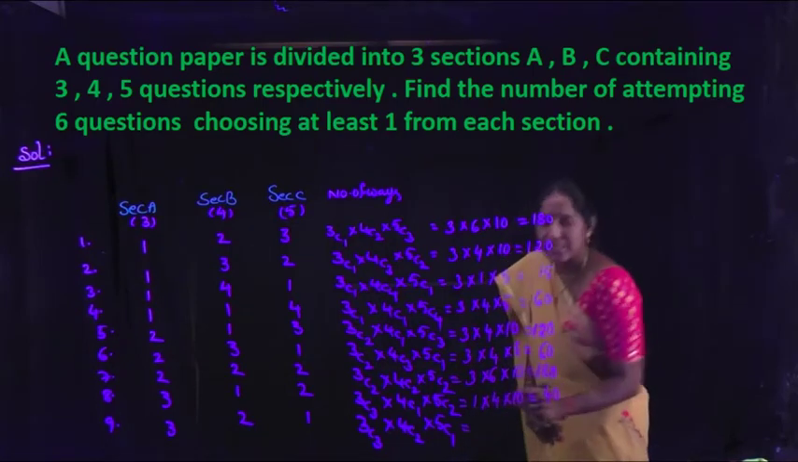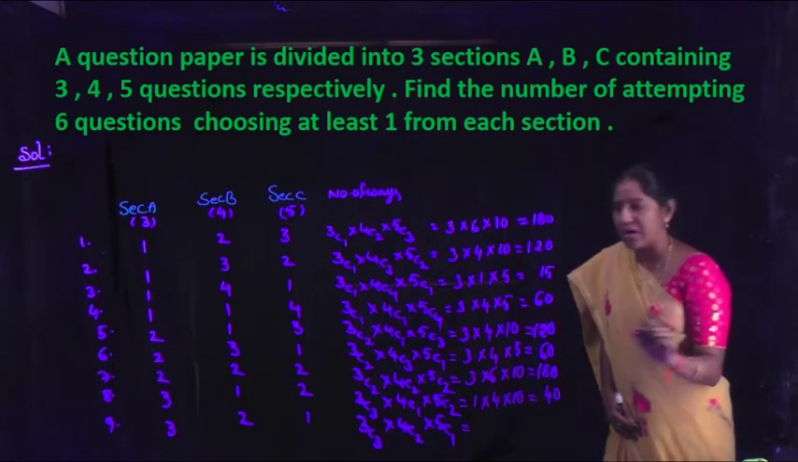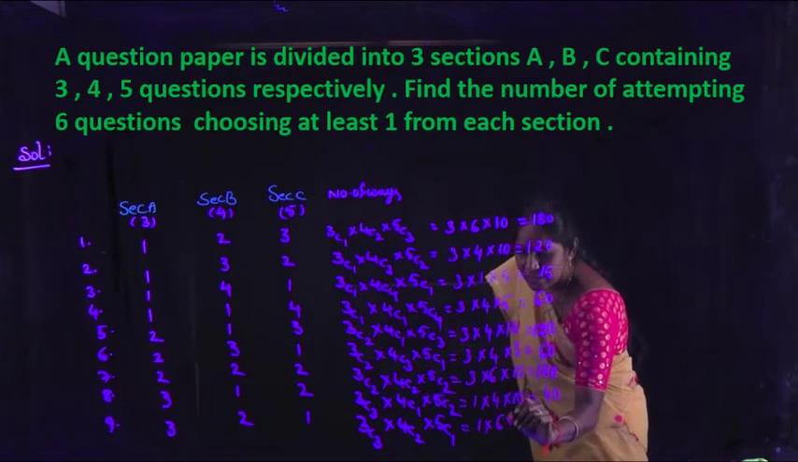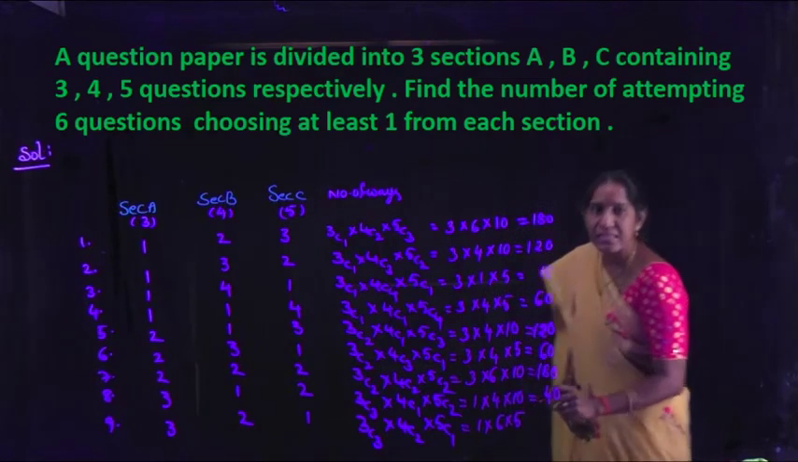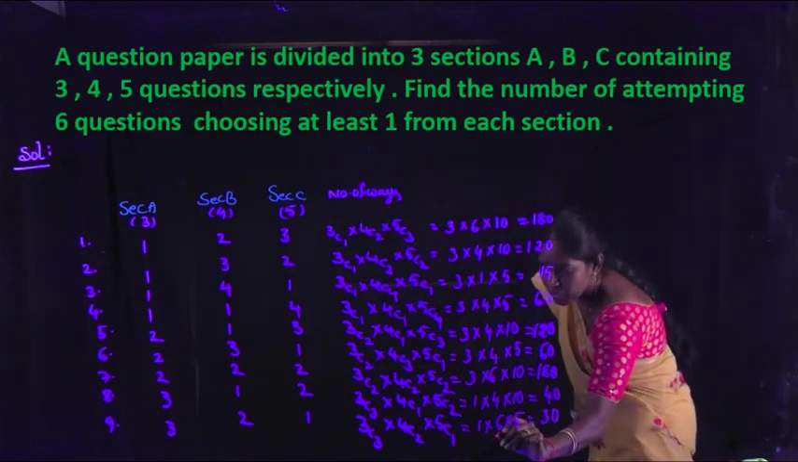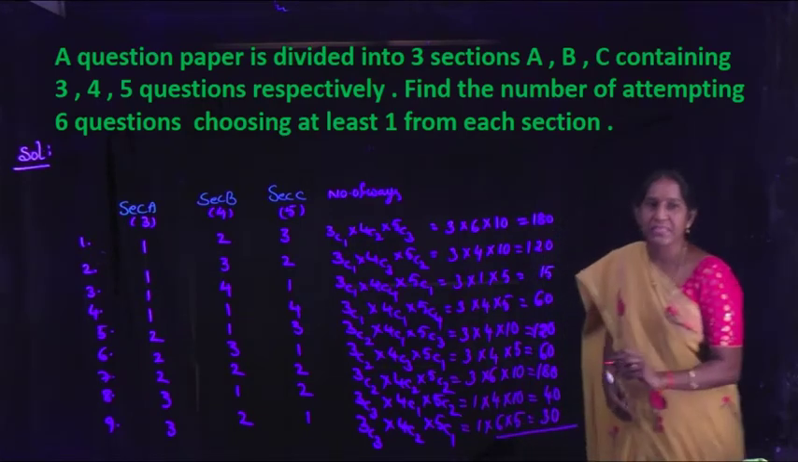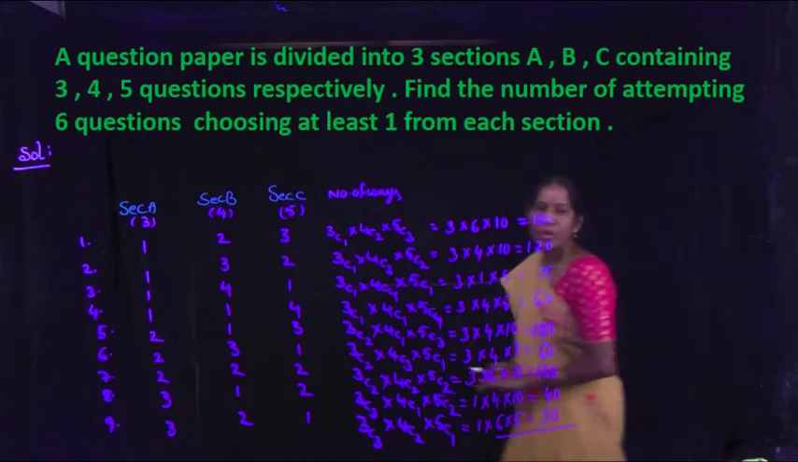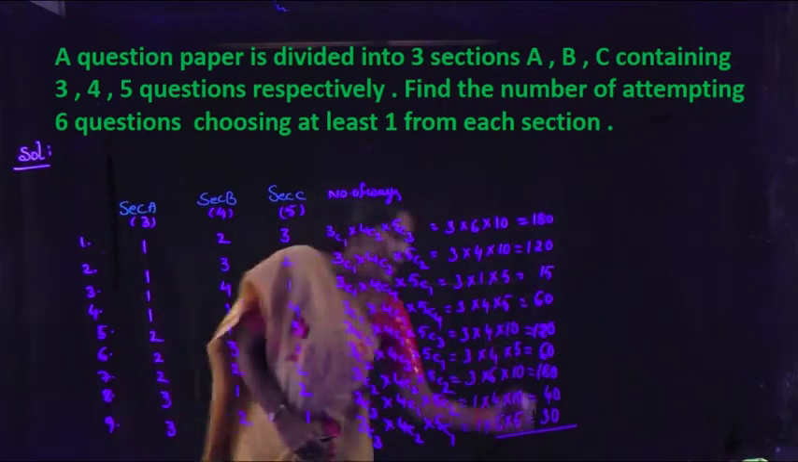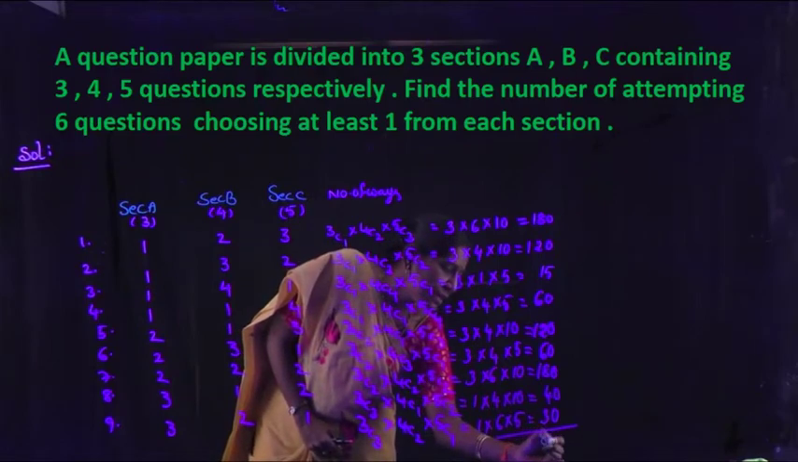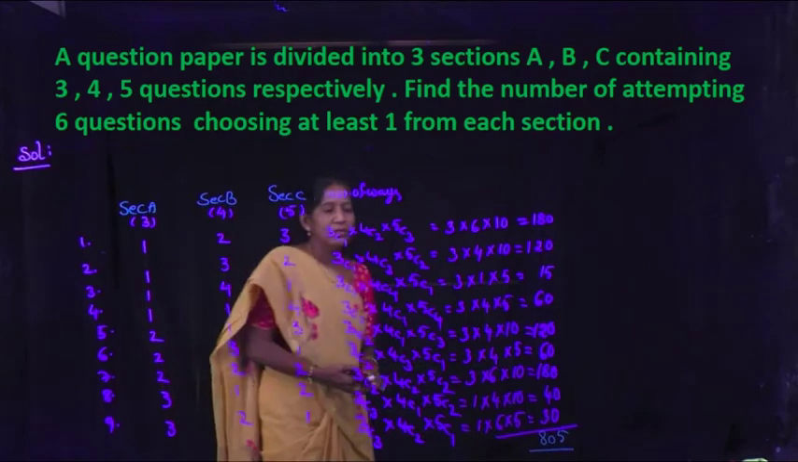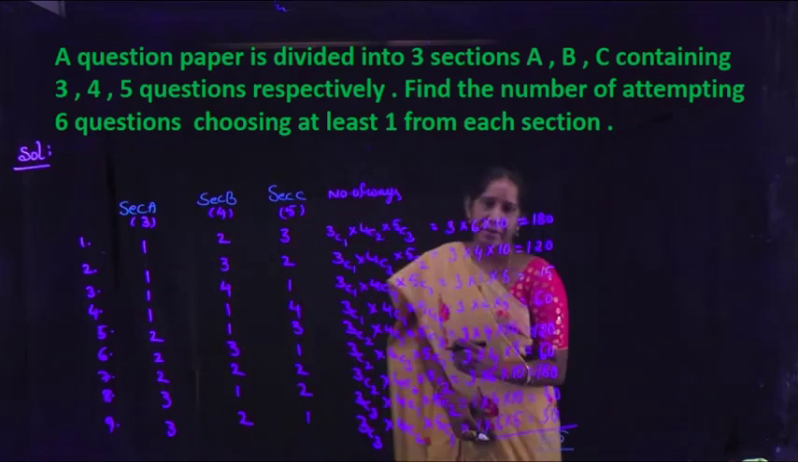And the last one is the value of 3C1 is 3, the value of 4C2 is 6, the value of 5C1 is 5, so it equals 30. Therefore, the total number of ways, by adding all these, we get the total number of ways is 805. So that equals 805.